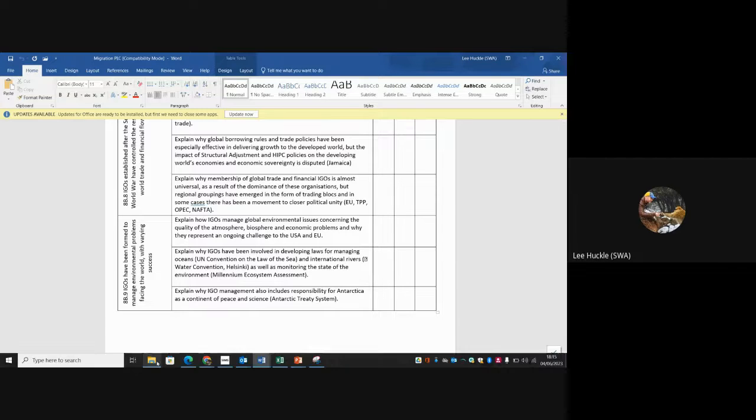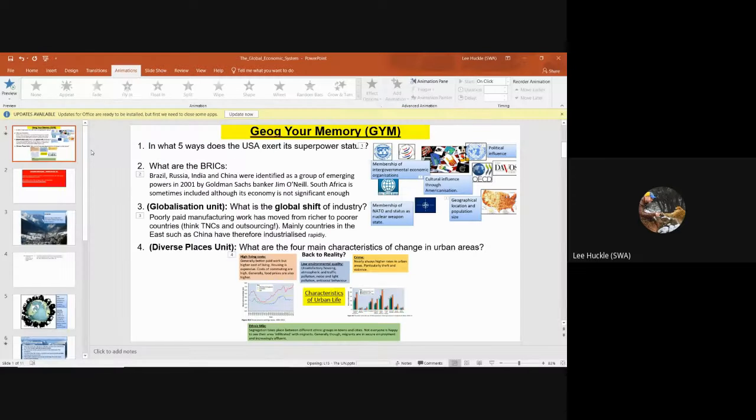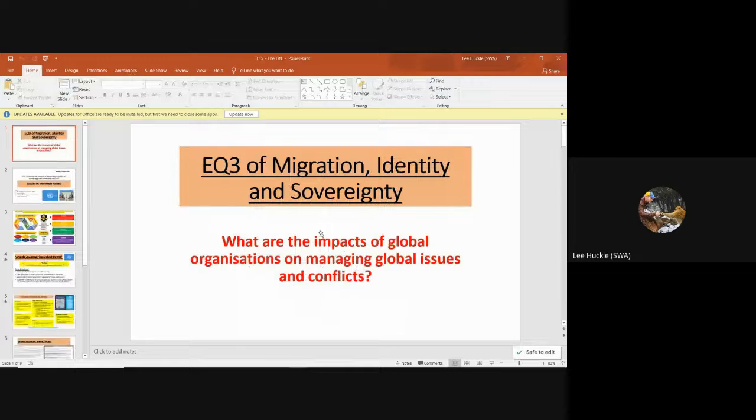So let's delve into the individual lessons that we have taught you, to just give you a run through. Now, again, this is not a standalone revision resource. This is just a run through of the EQ3 lessons, topic, content, case study examples. Not reteaching anything here. This is just a summary. So we started EQ3 with lesson 15, which was focusing on the United Nations. Now, the good thing with this is another synoptic link here back to the globalization unit itself.